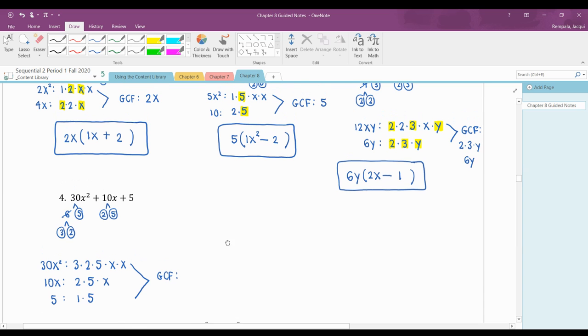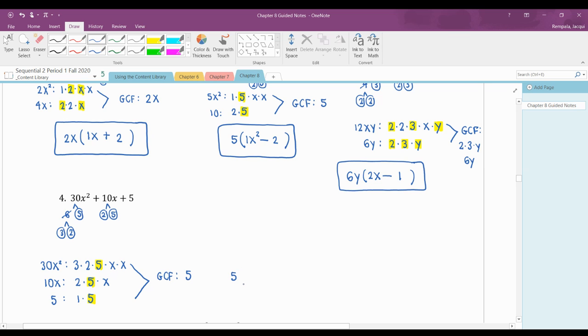So this time I need to look at all 3 rows. In the first row, I see a 3, but I don't see that in the second row. I don't see it in the third row, so I can't highlight that. I see a 2 in the first row. I see a 2 in the second row, but I don't see a 2 in the third row, so I can't highlight that because not all 3 of them have a 2 in common. But I see a 5 on the top, in the middle, and on the bottom. Because they all had a 5 in common, that's a part of my GCF. While there's an x on the top and in the middle, there are no variables in the bottom row. So out of everything, I see 1 5 in common, so 5 is my GCF.